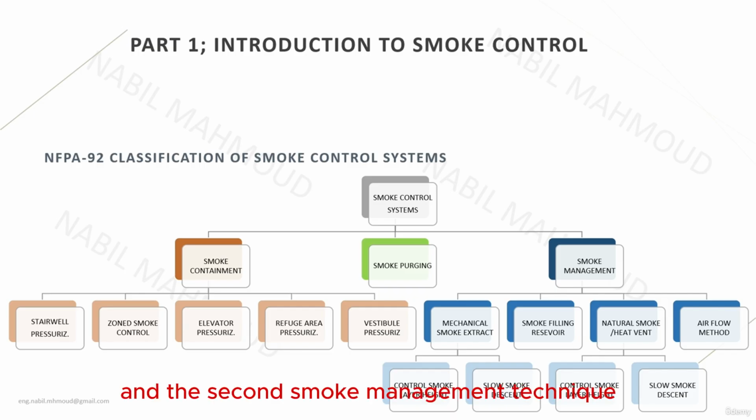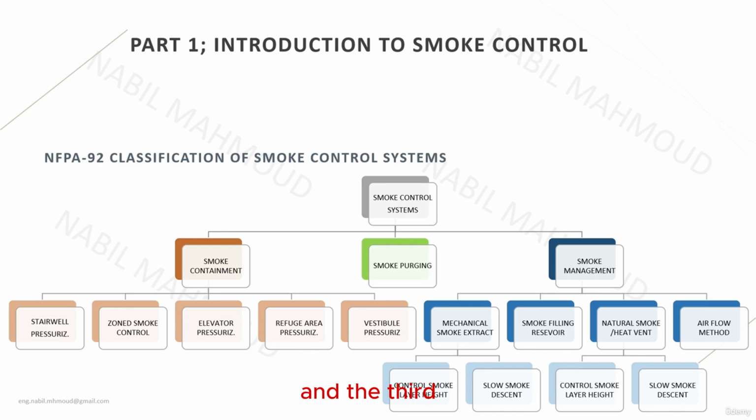And the second smoke management technique is the smoke filling reservoir, and this is seen clearly in the large volume enclosures or in industrial applications. In these scenarios, you can find a relatively large enclosure above the ceiling, like a dome. Maybe this dome is circular, maybe it is rectangular, and it is intended to store or act as a smoke reservoir to contain the smoke for a certain amount of time, to prevent it from descending or to slow down the rate of descent of the smoke, which will give the occupants enough time to escape.